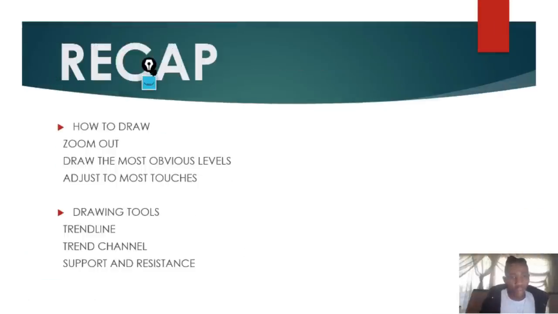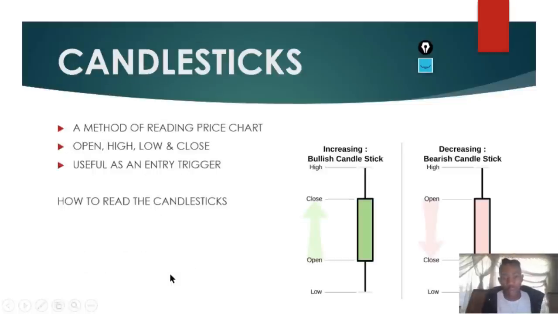Now let's recap. What we're going to need when you actually do technical analysis is to first learn how to draw. When you draw trend lines, your support, the resistance, your trend channels, you need to first zoom out to see the entire picture. The drawing tools that you're going to use are your trend line, trend channel, support, and resistance. What we're going to cover next is candlesticks.